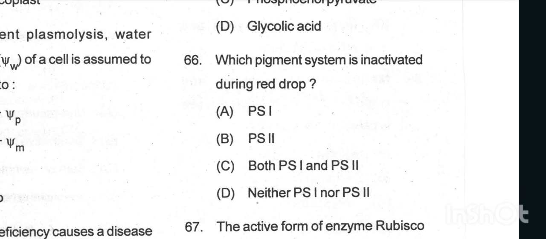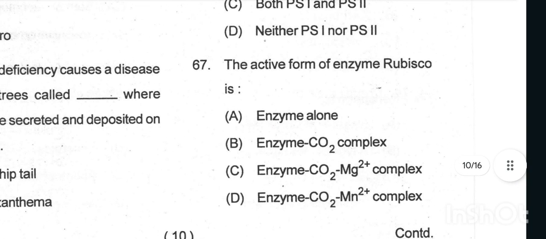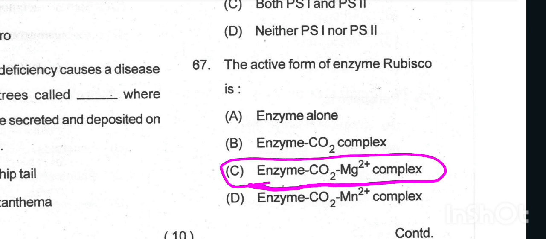Which pigment system is inactivated during red drop? It is PS2, which gets inactivated during the red drop. Then question number 67, the active form of Rubisco enzyme. The active form of enzyme Rubisco is enzyme, carbon dioxide, Mg2+ complex, that is option C is your correct answer.